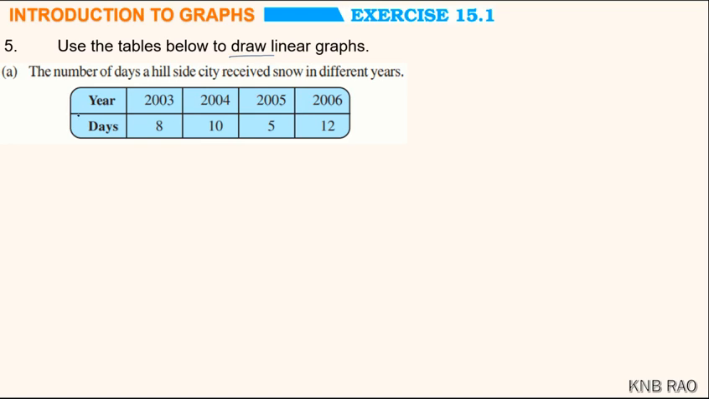Here we are provided the number of days a hillside city received snowfall in different years. In 2003, 8 days it has received. In 2004 for 10 days. In 2005 for 5 days. And in the year 2006 it has received for 12 days. Now we are asked to draw the linear graph for it.